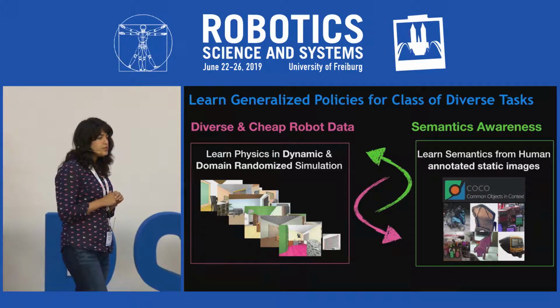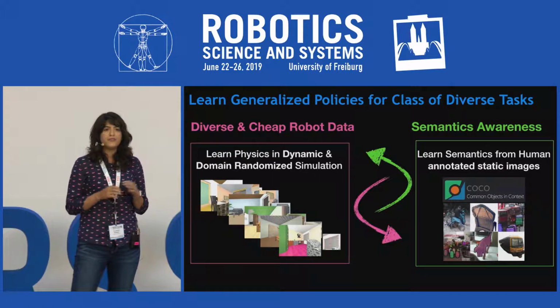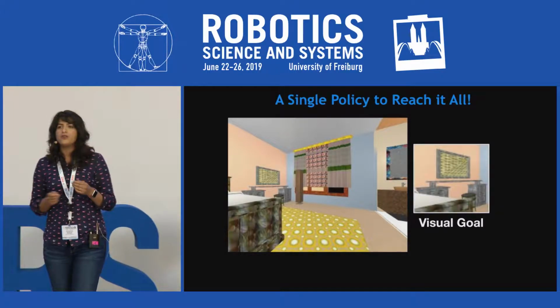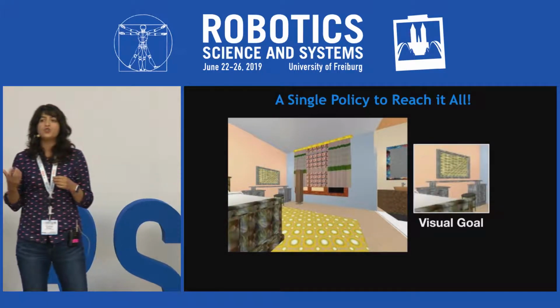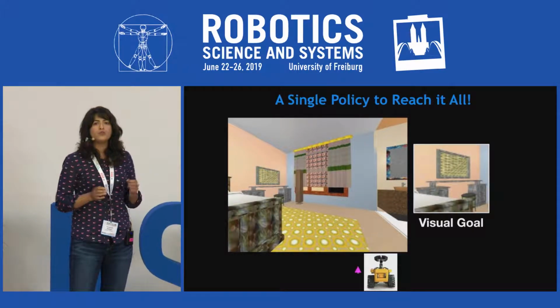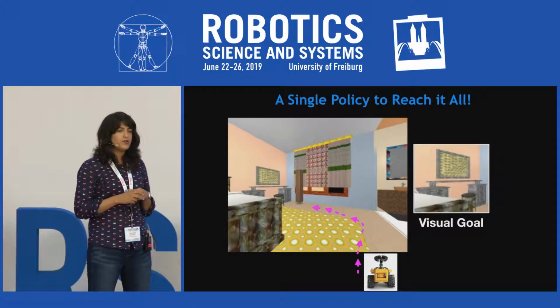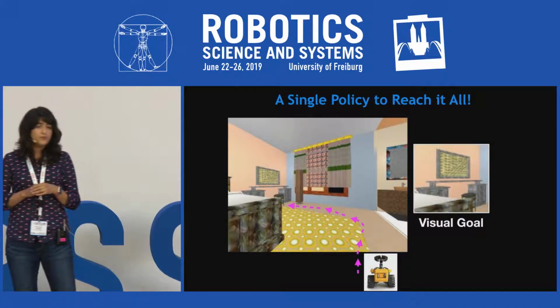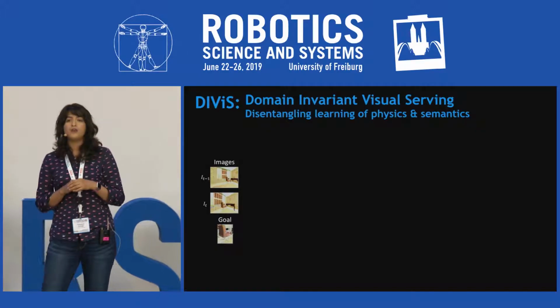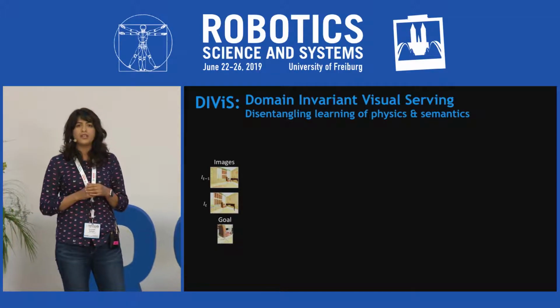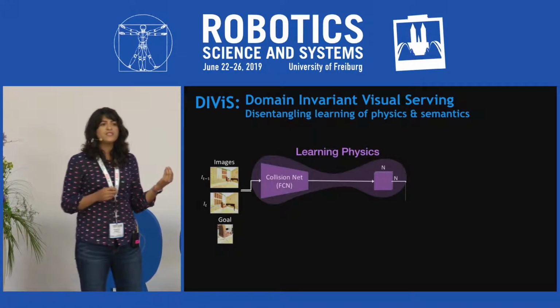In this work, we are using different scenarios, and in each scenario, the robot is tasked to reach a visually indicated goal, which usually involves taking turns around different room furniture. We propose DIViS, which is a network architecture that integrates physics and semantics.